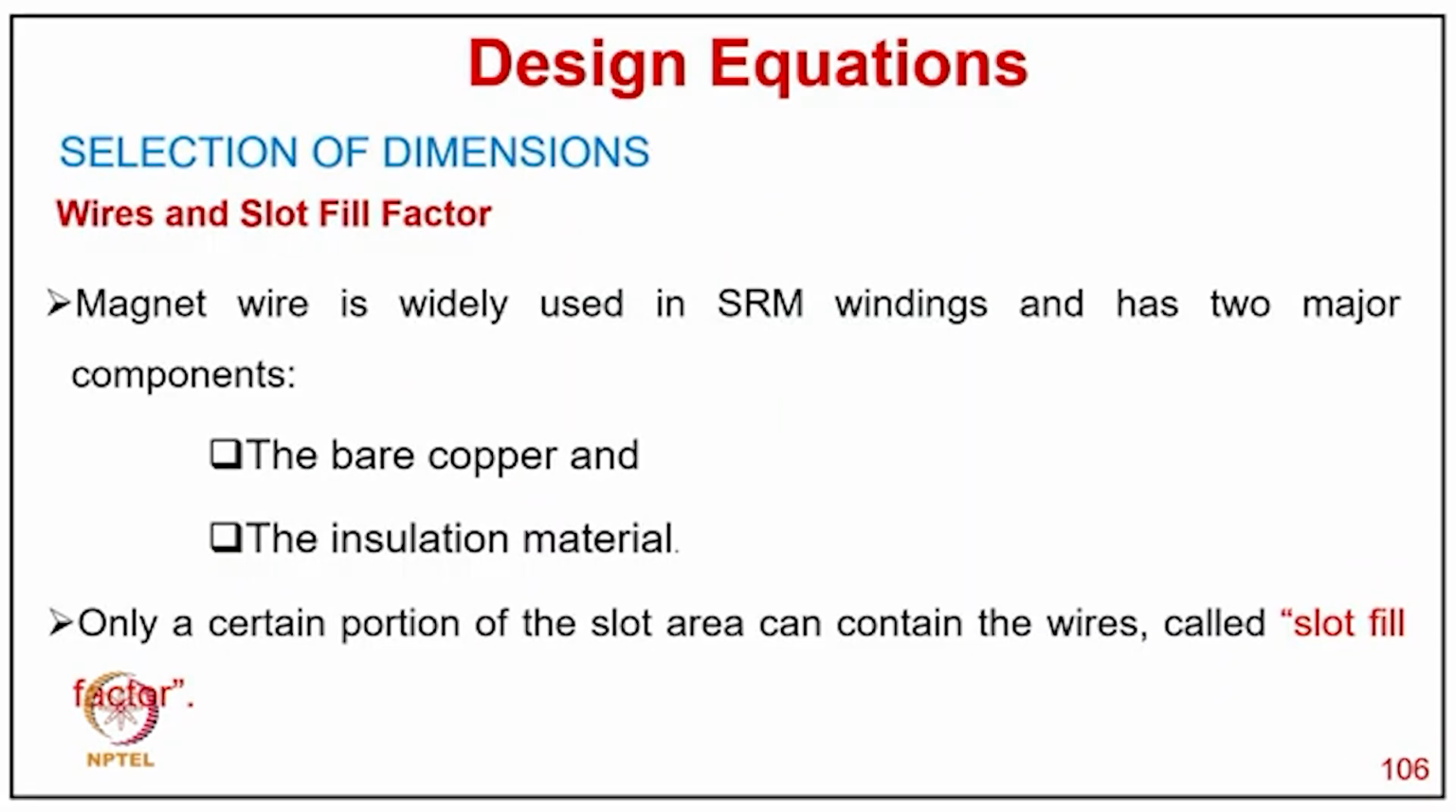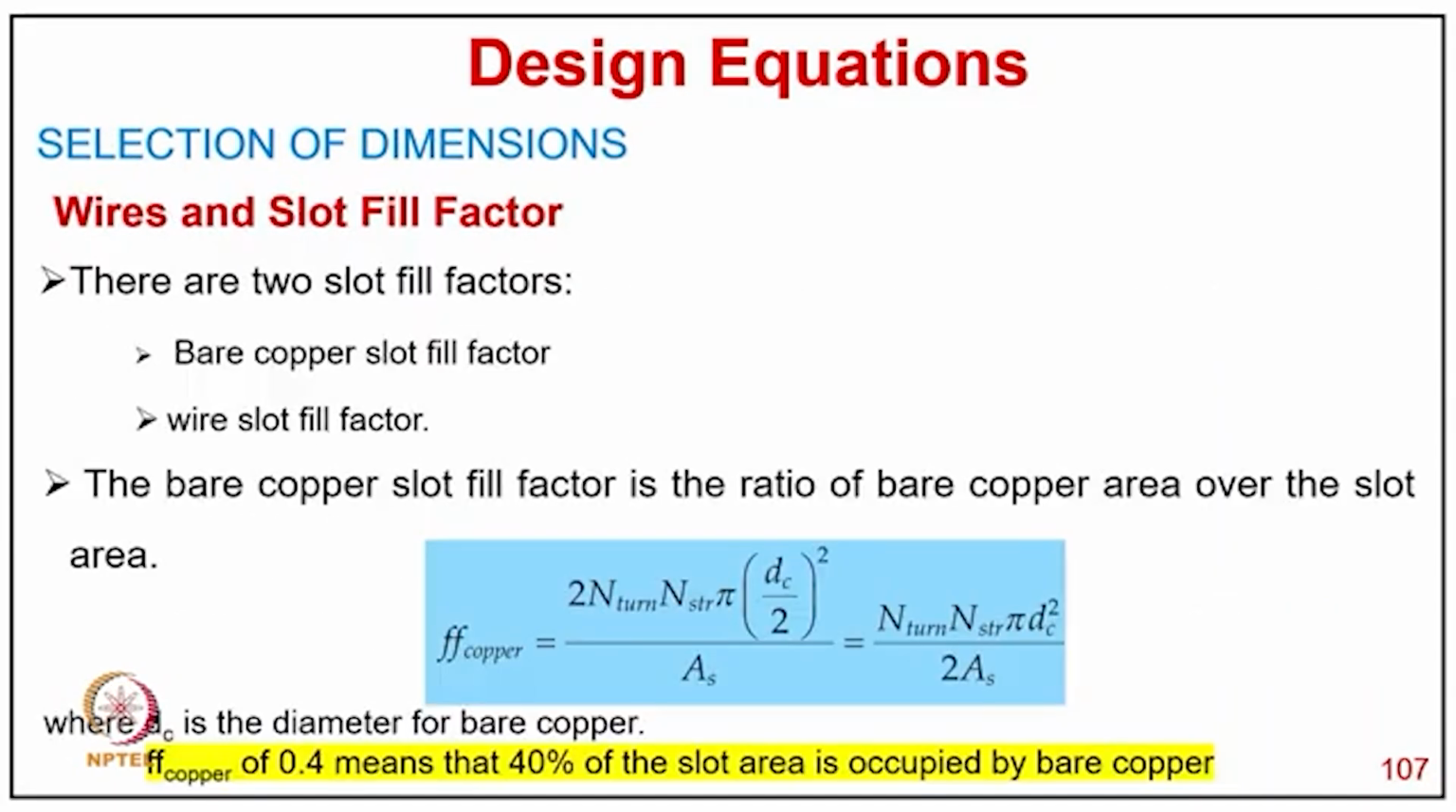So magnet wire is widely used in SRM winding and has two major components, the bare conductor and the insulation material. Only a certain portion of the slot area can contain the wires, called the slot fill factor, and there are two slot fill factors: bare copper slot fill factor and wire slot fill factor. Bare copper slot fill factor is the ratio of bare copper area over the slot area.